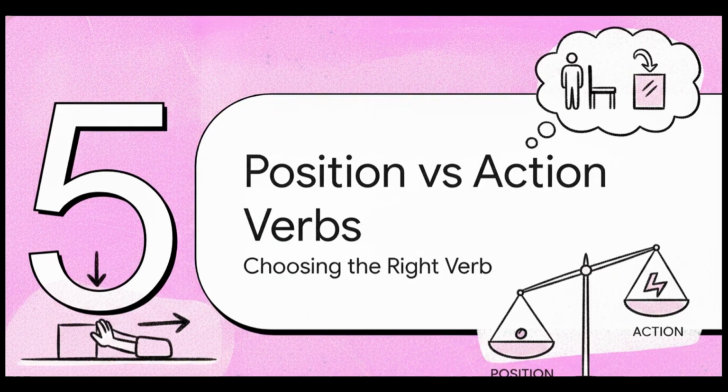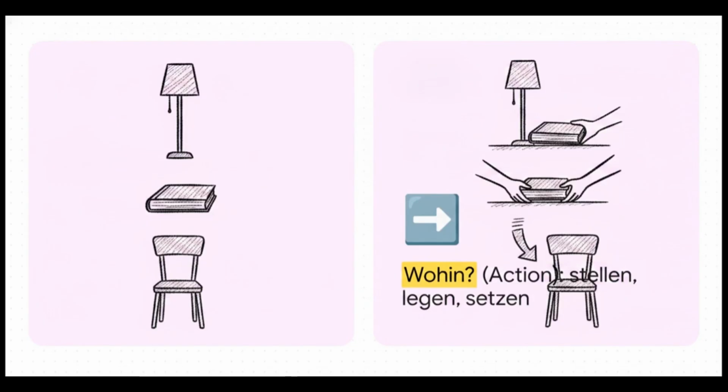Section 5. Position versus action verbs. Choosing the right verb. To truly speak naturally, we have to introduce the final piece of the puzzle. German uses completely different verbs depending on whether an object is resting or being actively placed by you. See, while English often just uses the word put, like I put the book down or I put the lamp down, German makes you be specific.